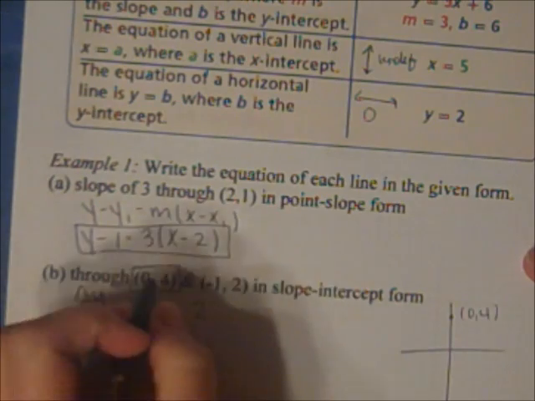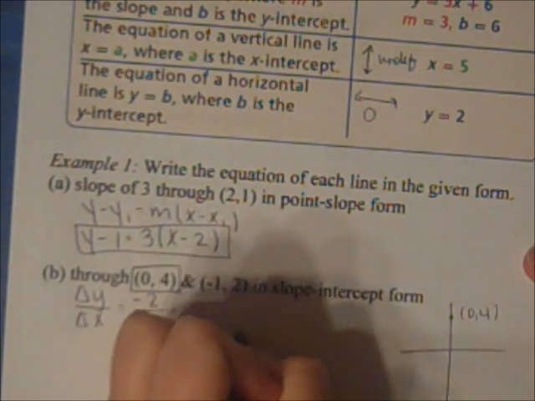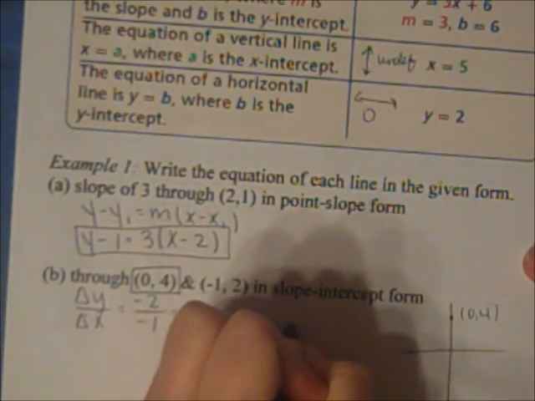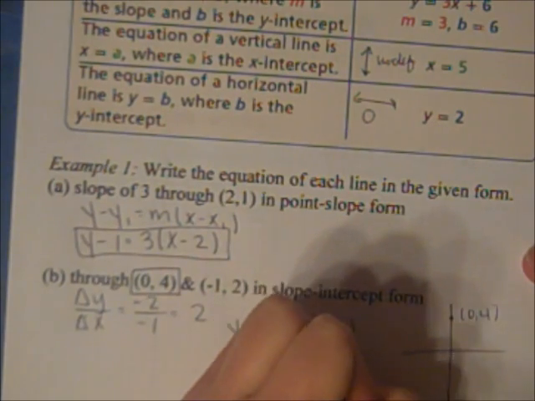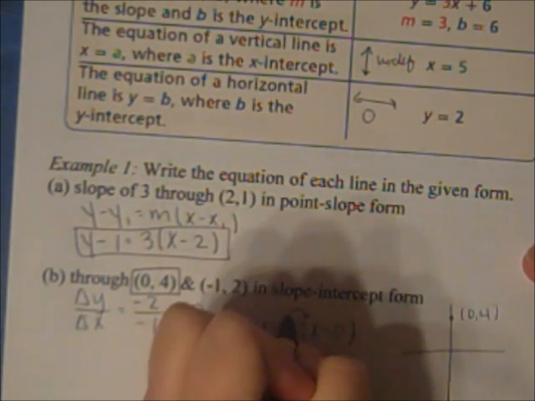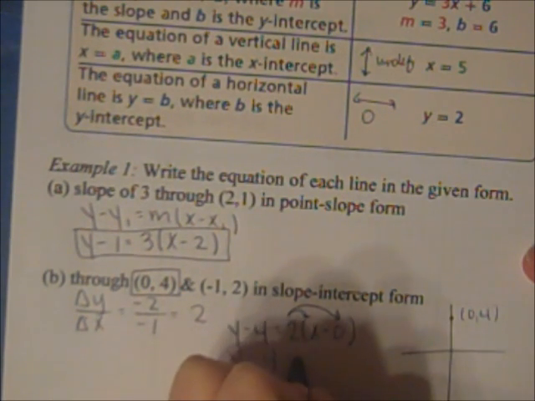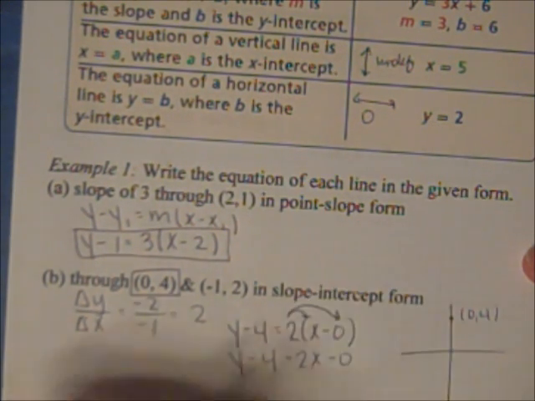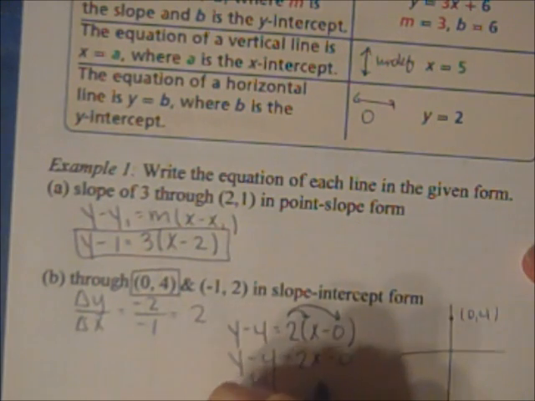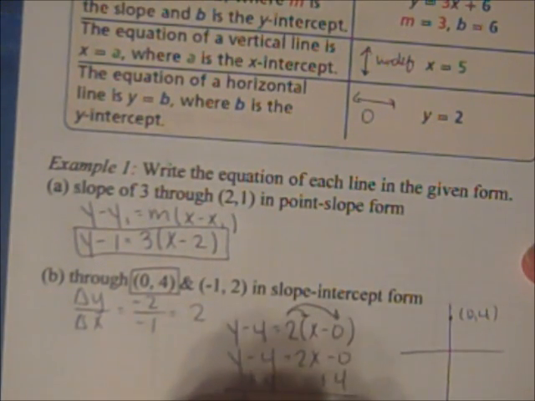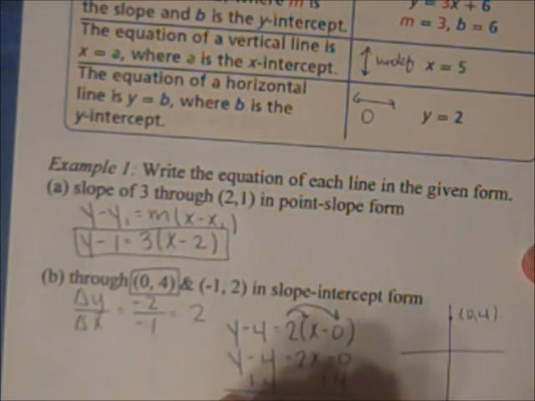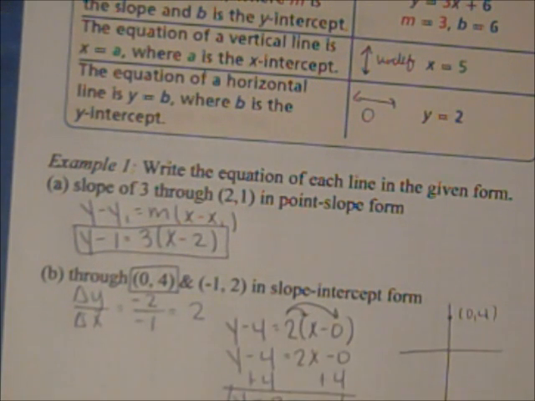So you would pick your point and your slope, and you would say y minus 4 is equal to 2 times x minus 0. You would distribute the 2, so y minus 4 equals 2x minus 0, and then you would move the 4 over to the other side. y equals 2x plus 4. And that's the procedure that you would use if they didn't already give you the intercept. Okay, let's move on and try C.